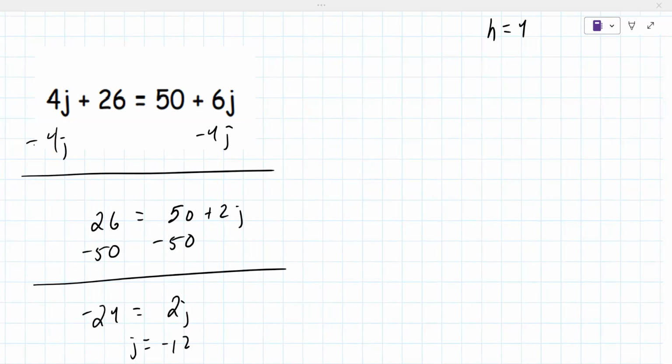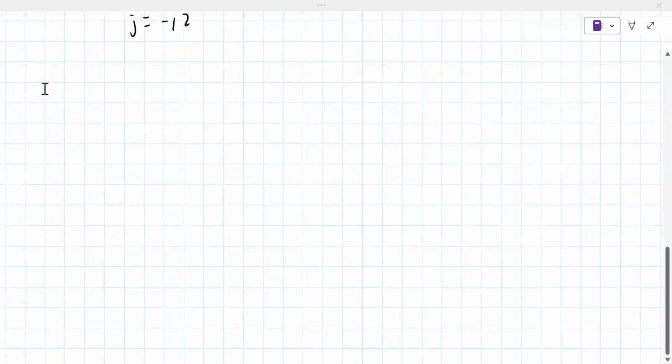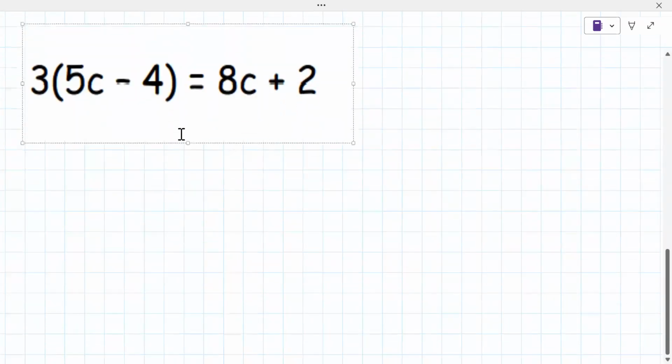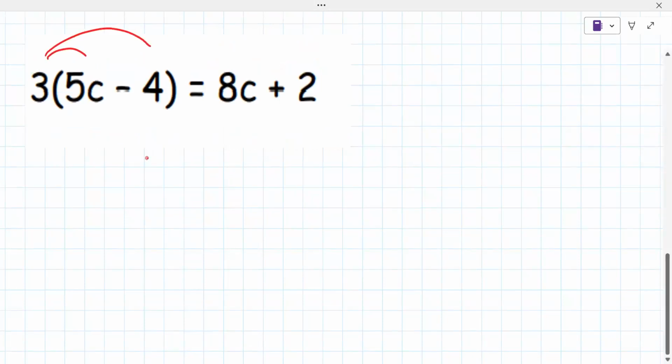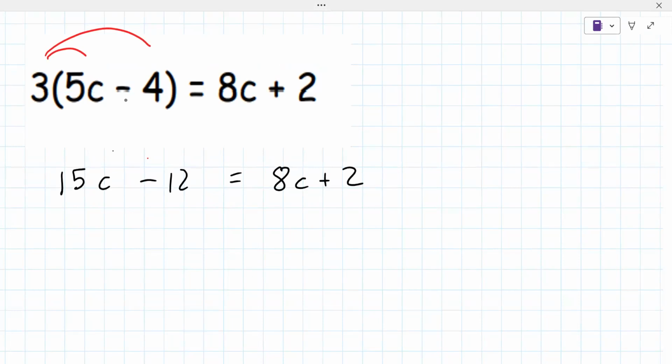The reason we have to know this strategy is because a lot of problems end up defaulting to this type. So I think we've done some problems with parentheses. We'll look at a couple of those next. The idea is that here you're going to first distribute the 3 to both terms on the left. So it becomes 15c minus 12 equals 8c plus 2. And then I'll let you solve it from here.